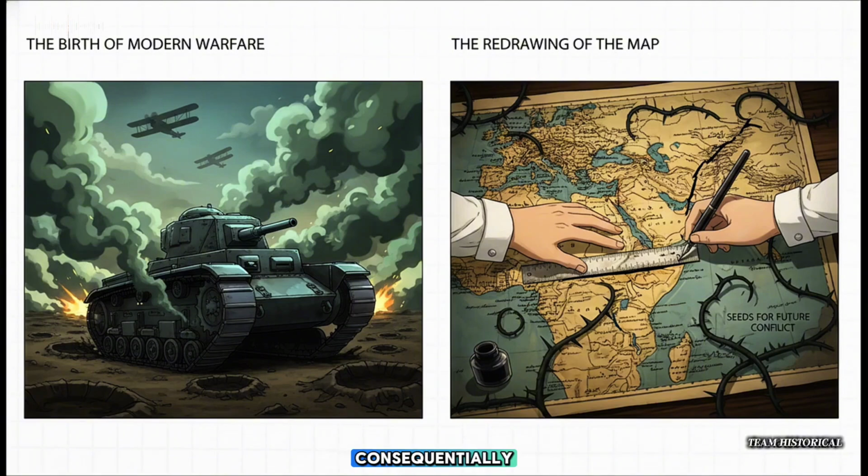But maybe even more consequentially, the winners just drew new lines on the map. Think about it. The borders of the modern Middle East, those were largely cooked up in European conference rooms, creating fault lines that are still front-page news today. The peace treaties didn't really bring peace, they just planted the seeds for the next war.